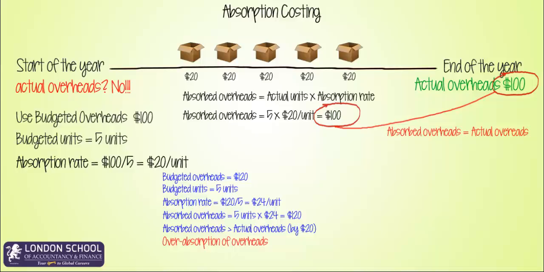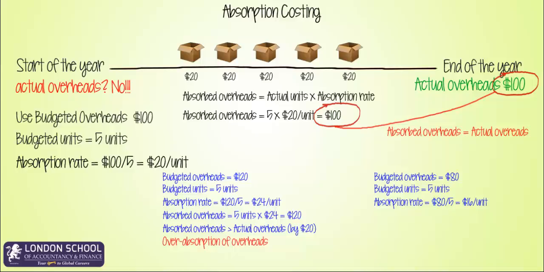Similarly, we might have a situation where overheads are under absorbed. So let's take an example. Let's say instead of budgeting $120 or $100, the company budgets that overhead is going to be $80. Let's keep the units the same. Again, budgeted units are 5 units. So our absorption rate is going to be based on these two figures. So what is going to be our absorption rate is going to be $80 divided by 5. We get $16 per unit.